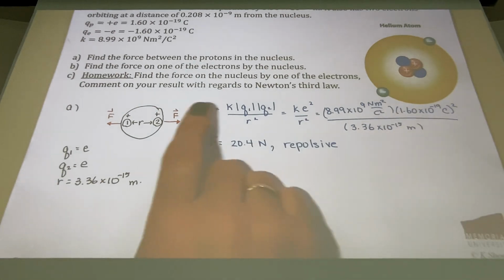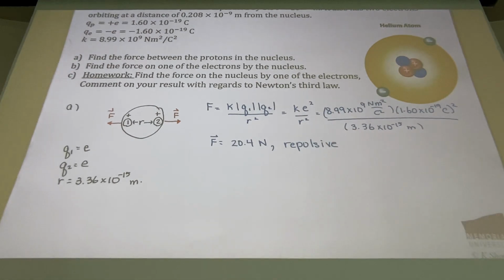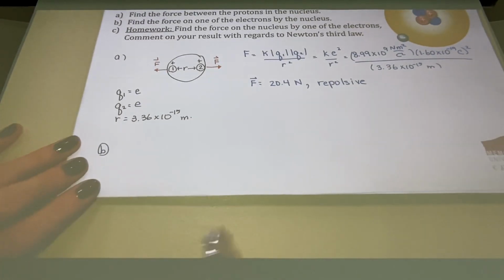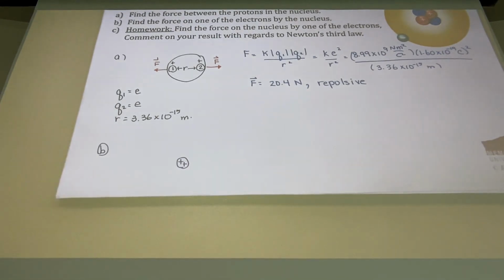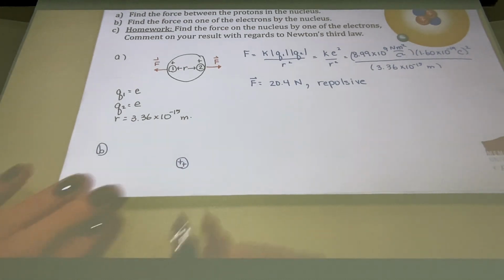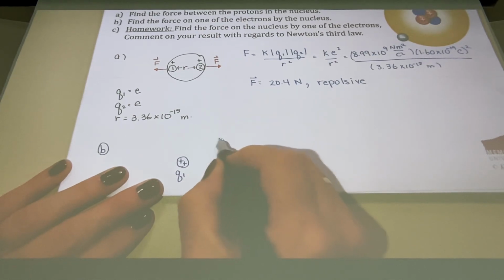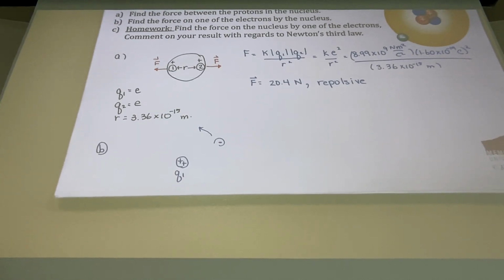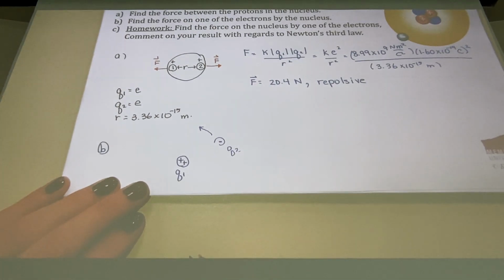No. Okay, so next question. Find the force on one of the electrons by the nucleus. Doesn't matter which one we pick. So for part B, I'm going to draw a second picture. So I'm going to draw my nucleus. In my nucleus, I have two protons. So I'll put two plus signs in there. I'm going to call this charge 1. I have an electron outside, so that's a negative sign. It's orbiting around the nucleus. So I'll just put a little arrow to show the direction of the velocity, just because that's kind of interesting. I'm going to call this Q2, my second charge.